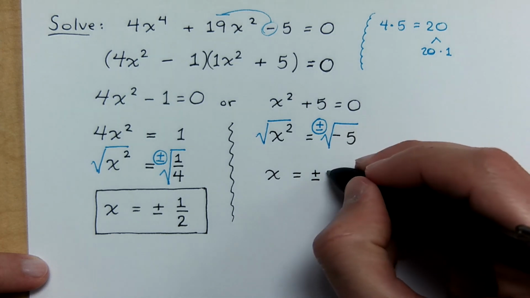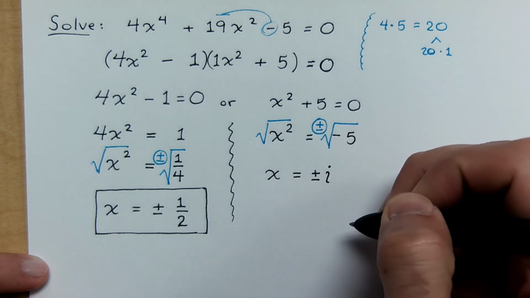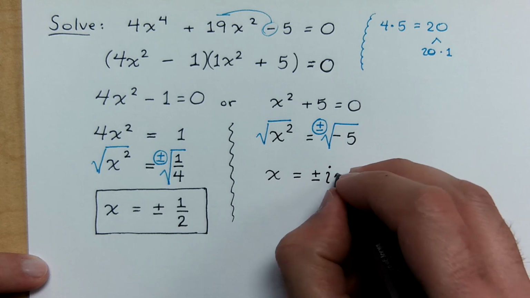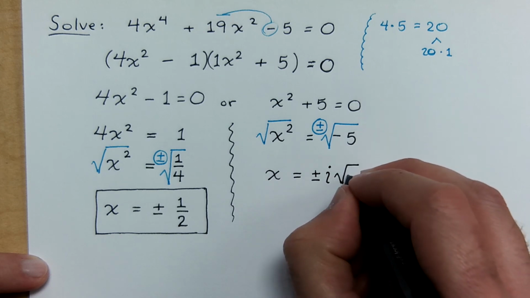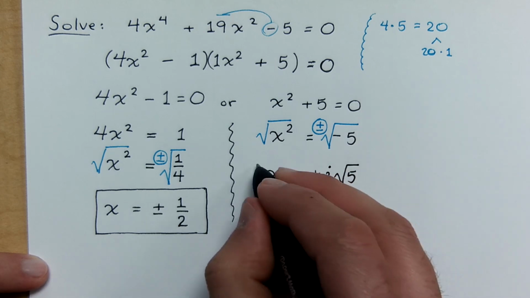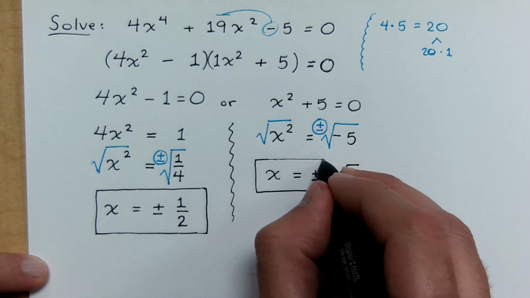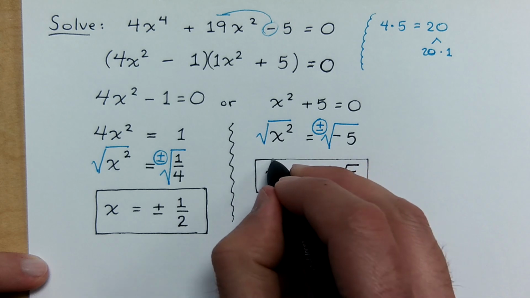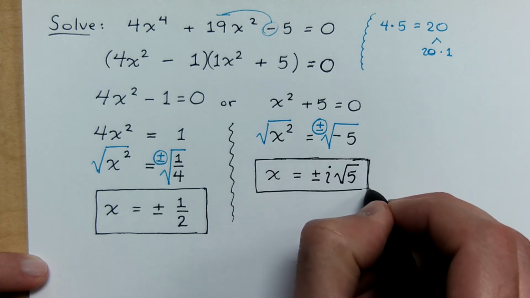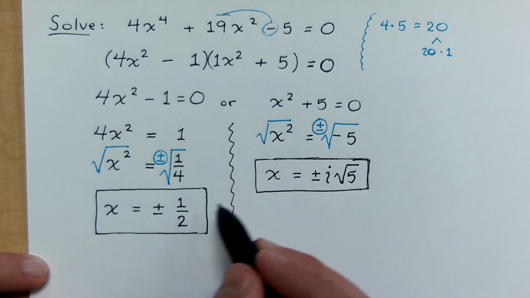This negative comes out as an i. What are you going to do with the square root of 5? It stays as the square root of 5. It does not simplify any further. So you get plus or minus i square root of 5. We expected 4 solutions, and we have 4 solutions, 2 from here and 2 from here.